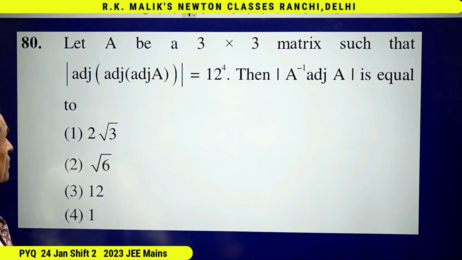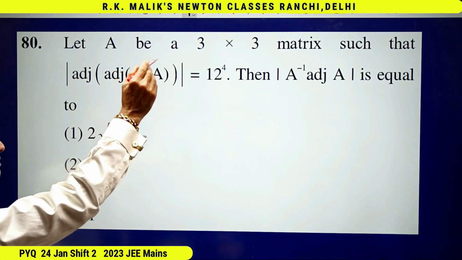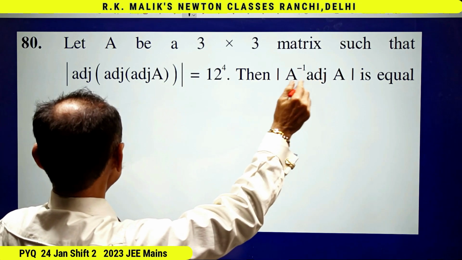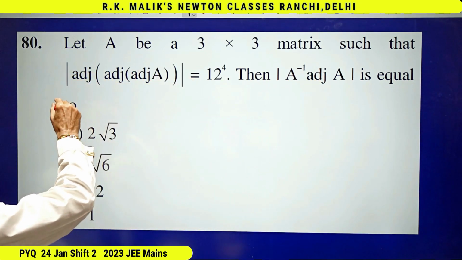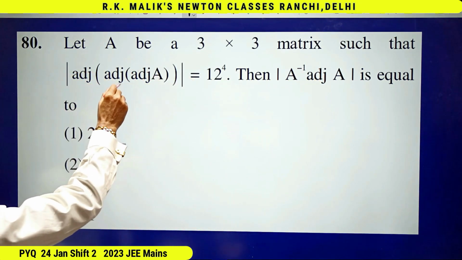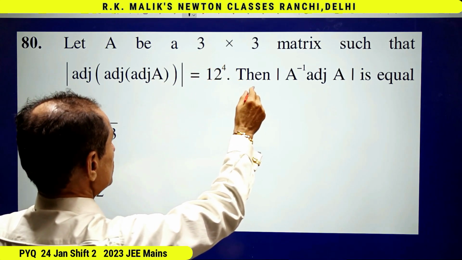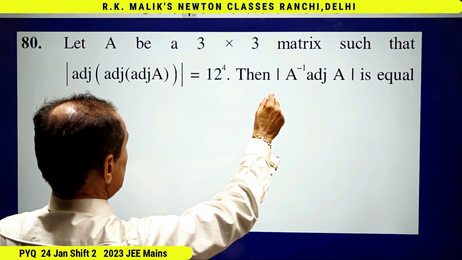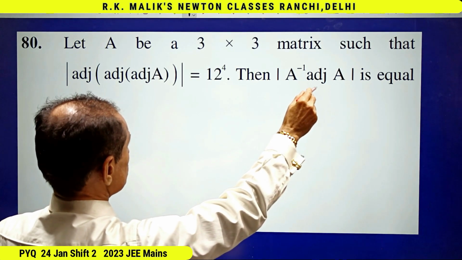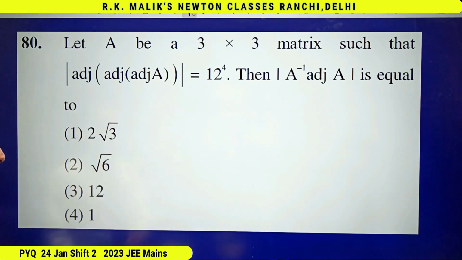In this question, it is given that let A be a 3 by 3 matrix such that determinant of adjoint A is equal to 12 to the power 4. Then determinant of A inverse into adjoint A is equal to, you have to find the correct choice.